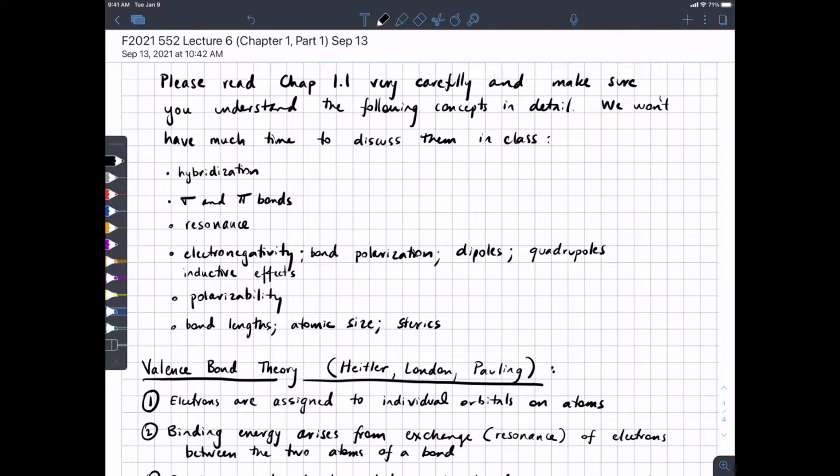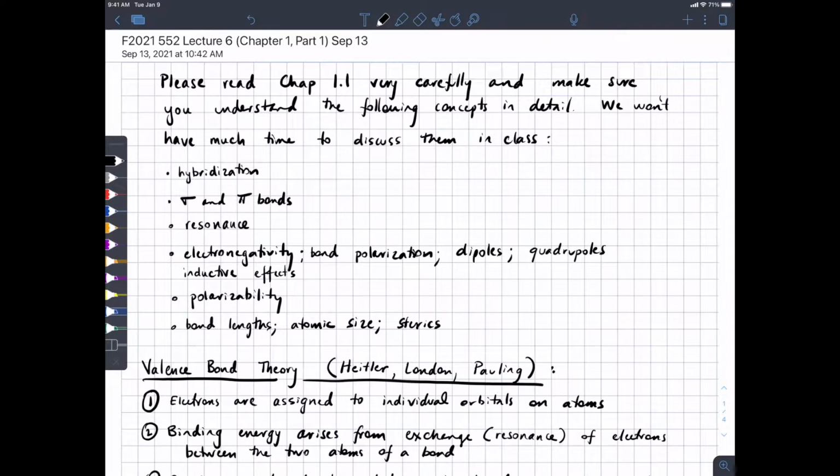All right, so moving on to chapter 1. Chapter 1 contains a lot of stuff that's review of introductory organic chemistry, so we're not going to discuss a lot of these things in class in a lot of detail. Be familiar with hybridization, sigma and pi bonds, resonance, electronegativity, and so on. But we won't talk about that in a lot of detail.